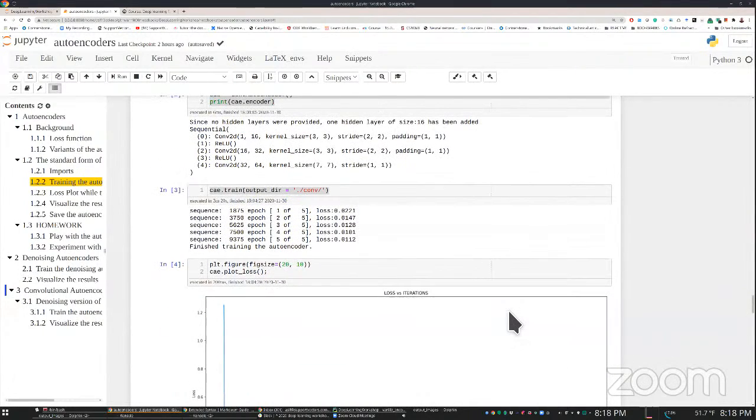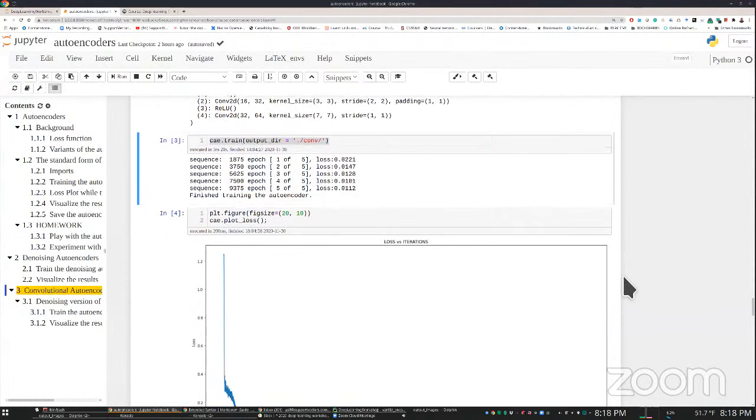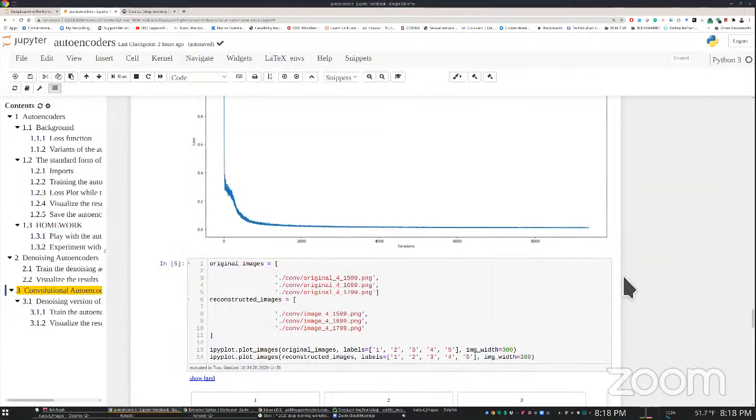Relatively speaking, when you use a convolutional neural net, you will get 0.0112, right? It is almost 1/6. In the same number of epochs, you end up with a loss which is 6 times smaller compared to that. And we will see whether it leads to cleaner reconstruction.